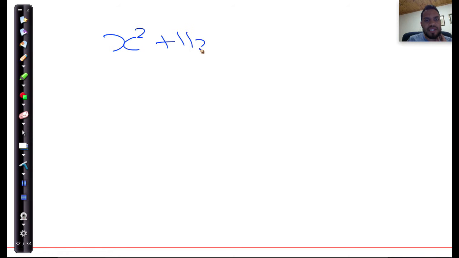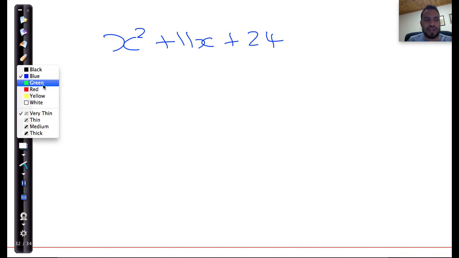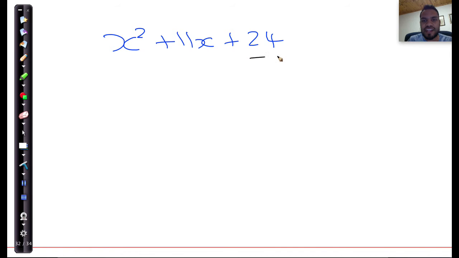Okay, x squared plus 11x plus 24. Now when we read this mathematically, again I'm going to teach you how to read it. I'm going to say find the factors of this number, which is 24, that I must add to give me 11. If this was a minus, then I have to read it as factors of this number that I must subtract to give me 11.